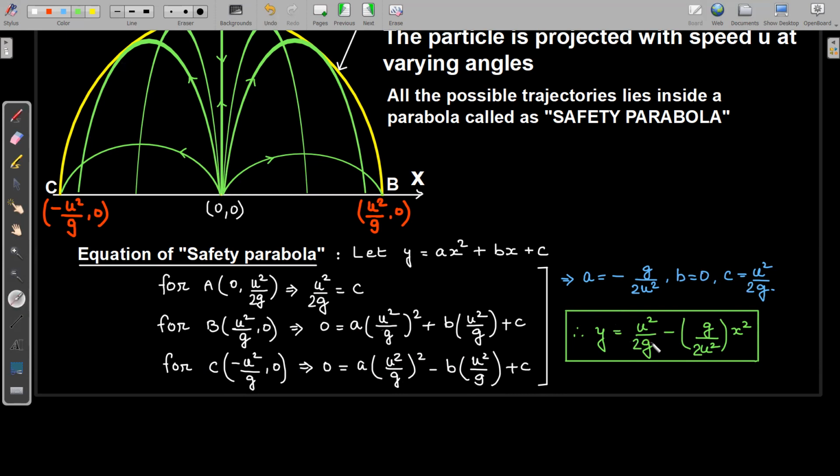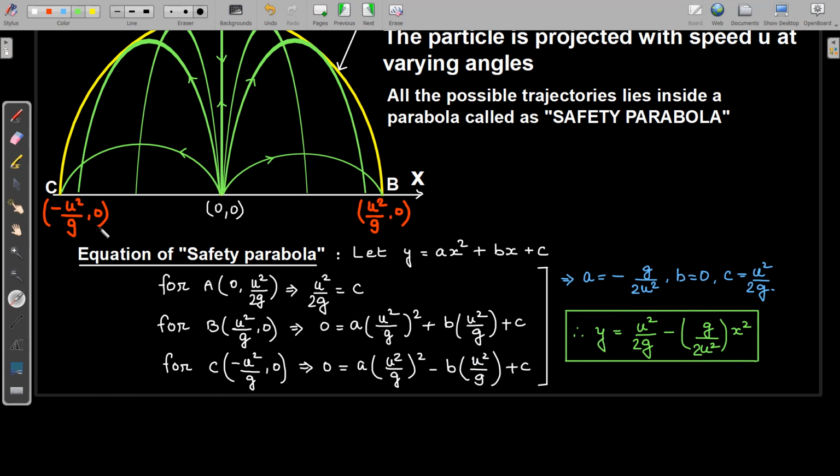So the final equation of safety parabola, what is the equation? Value of A is minus g by 2u square. So minus of g by 2u square into x square. The value of B is 0 and the value of C is u square by 2g. So this equation represents the equation of safety parabola.